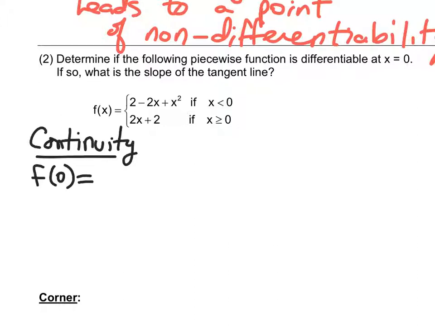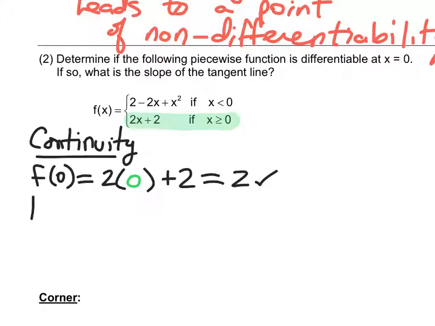The relevant piece would be the second piece because that says x is greater than or equal to 0. The other piece doesn't involve a 0, so I would ignore that one. So I'm going to say 2 times 0 plus 2. This is an existence verification. I just want to make sure that there is a point that exists at x equals 0. In this case I get a 2, so that's a check. So the point exists. Now I need to make sure that the two pieces are going to meet up at the same location. Otherwise, there's a jump discontinuity, right?